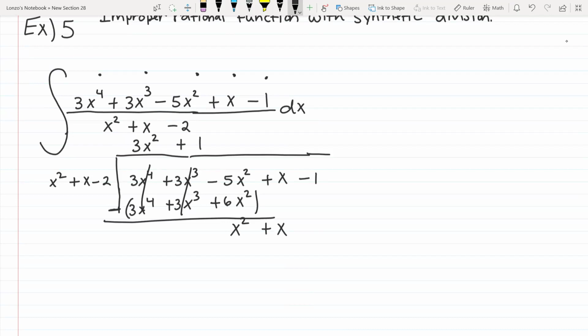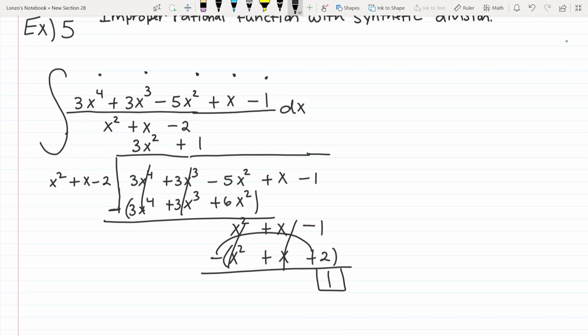1 times x squared is x squared. Let me also bring down this negative 1. 1 times x is x. 1 times negative 2 is negative 2. FOIL out this minus. This cancels, this cancels. 2 negatives become a positive, so 2 minus 1 is 1. So you have a remainder of 1.